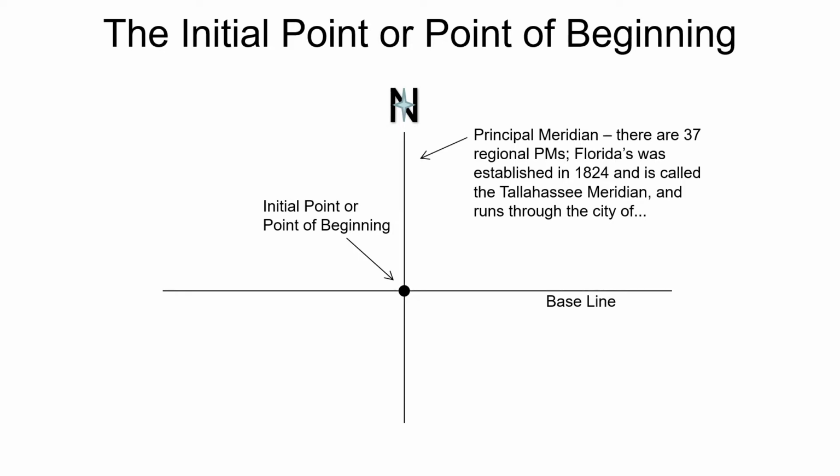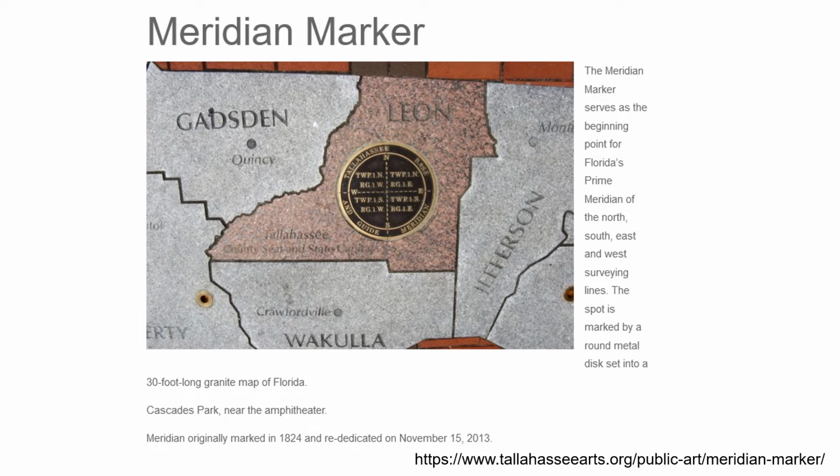The one in Florida, which was established in 1824, is called the Tallahassee Meridian. And as you might expect, it runs through the city of Tallahassee. If you go to Tallahassee, you can actually find the initial point for the Tallahassee Meridian in a park in Tallahassee. So this is really cool. If you go to Cascades Park, you can find a brass plaque which indicates the initial point, and it's set in this neat granite map of the state of Florida. That's a pretty neat monument to the Public Land Survey System in Florida.